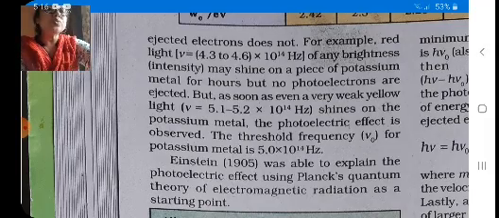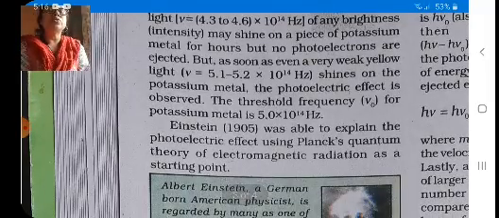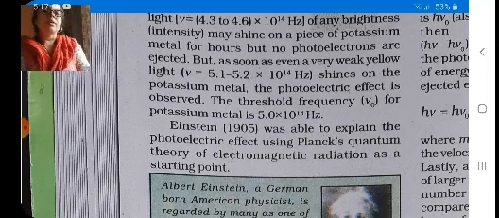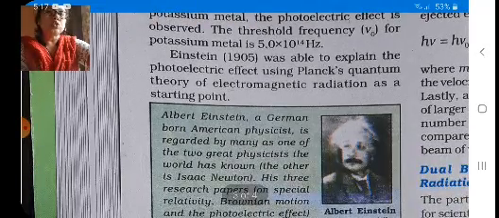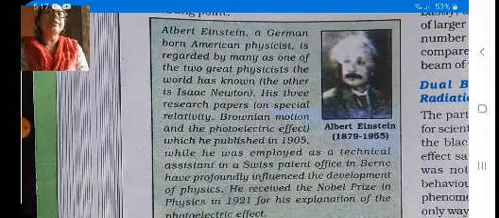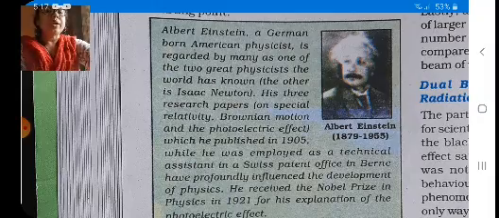So Einstein was able to explain the photoelectric effect using Planck's quantum theory of electromagnetic radiation as a starting point. I showed you the video on electromagnetic radiation and the dual nature of electromagnetic radiation. He was Albert Einstein. His biography is given here. You can read it.